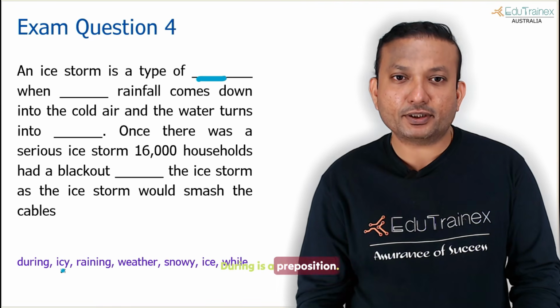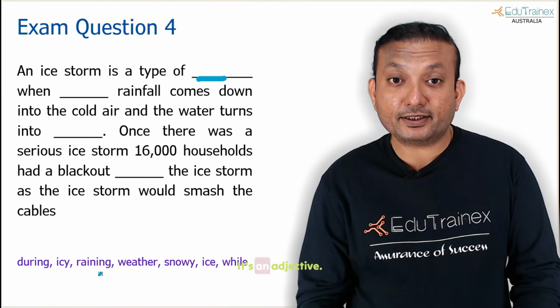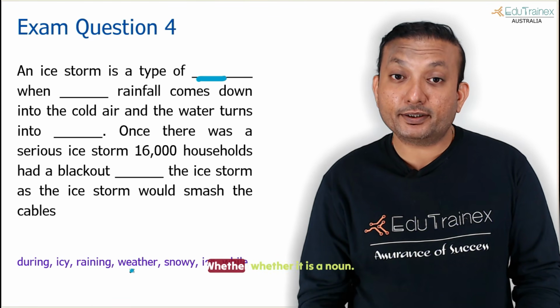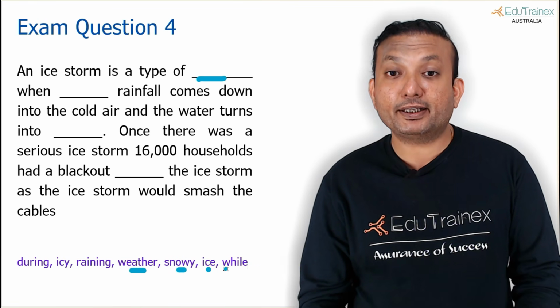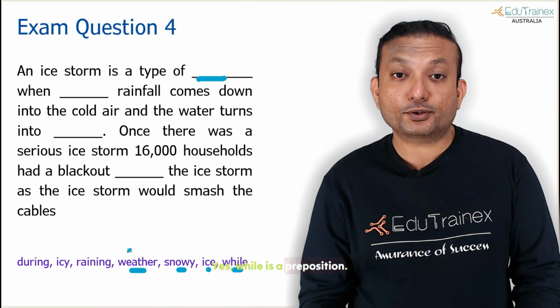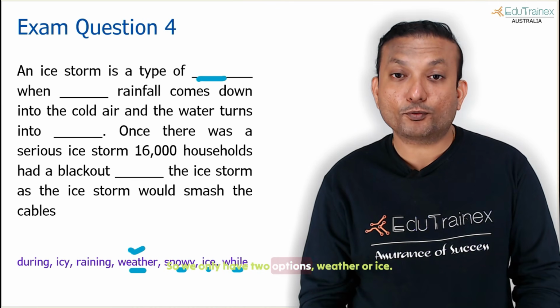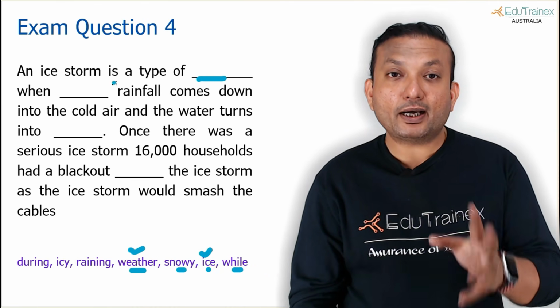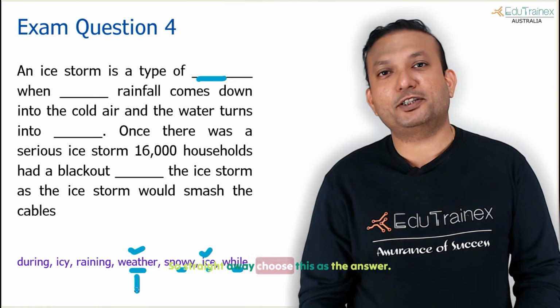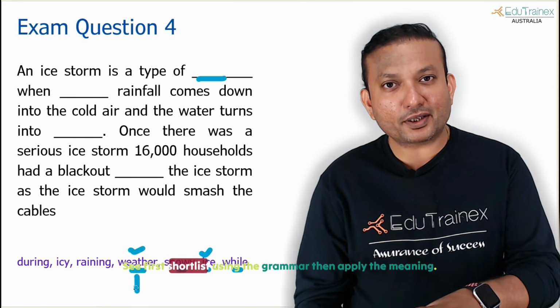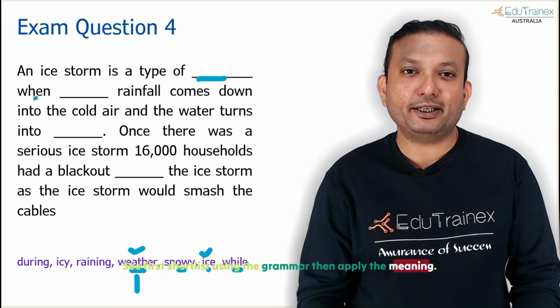During is a preposition. Icy, it's an adjective. Raining is a verb. Weather is a noun. Snowy, again adjective. Ice is a noun. Yes. While is a preposition. So we only have two options, weather or ice. Ice storm is not a type of ice, it is a type of weather. So straight away choose this as the answer. See, first shortlist using the grammar, then apply the meaning.